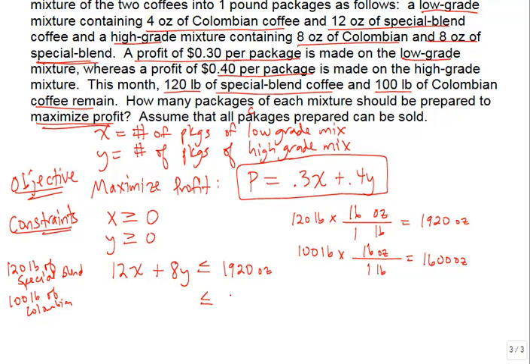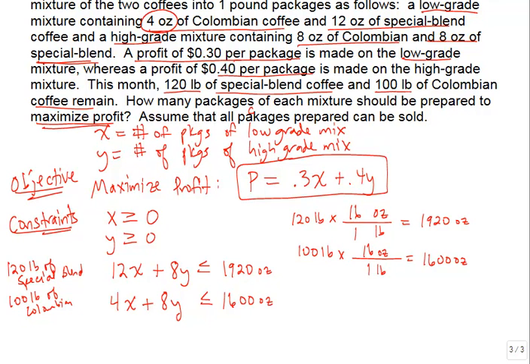So we need to use 1,600 ounces. And how are we using that Colombian coffee? Well, 4 ounces of it go to the low-grade mixture. So 4 ounces times the number of low-grade mixture packages that we create, plus 8 ounces per number of packages in the high-grade mixture.